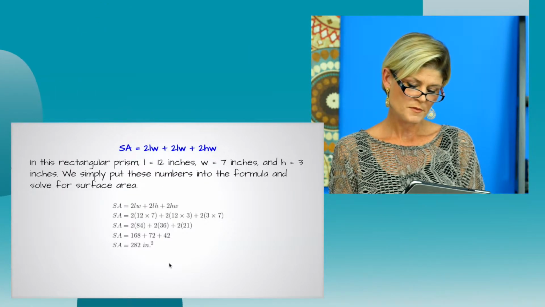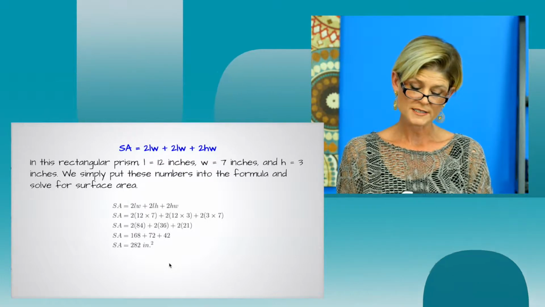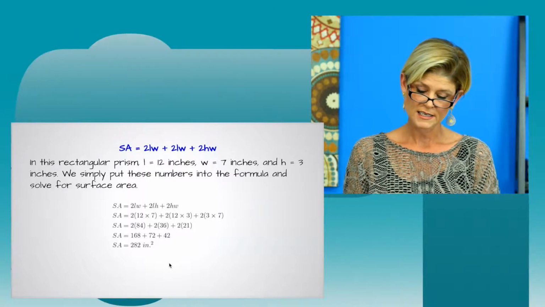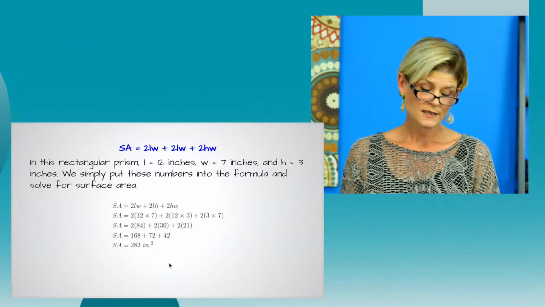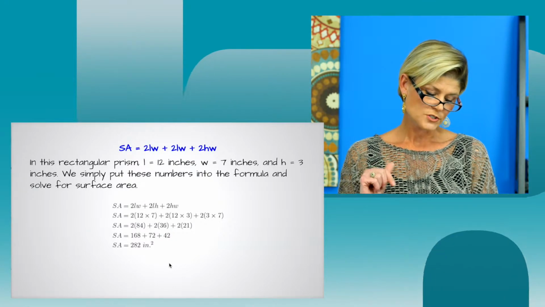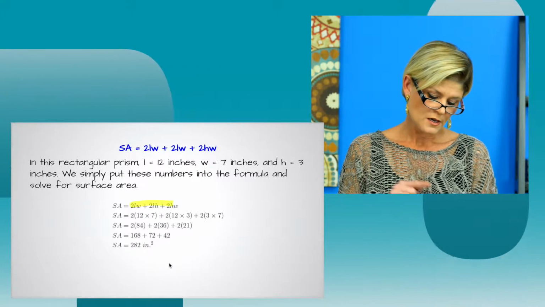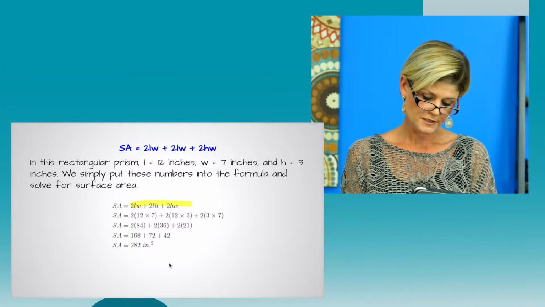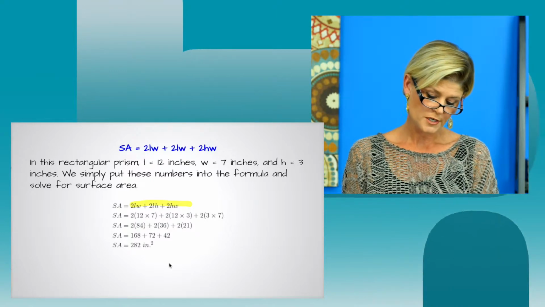All right, keeping in mind our formula, in this rectangular prism, the length is 12 inches, the width is 7 inches, and the height is 3 inches. Let's try this one. We simply put these numbers into the formula and solve for the surface area. So we'll write our formula down. Surface area equals 2 times length times width plus 2 times length times height plus 2 times height times width.